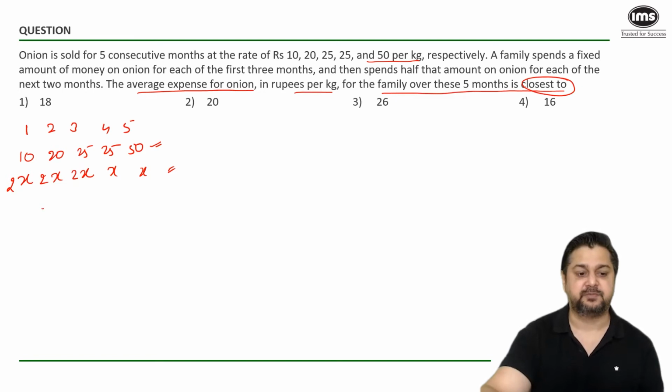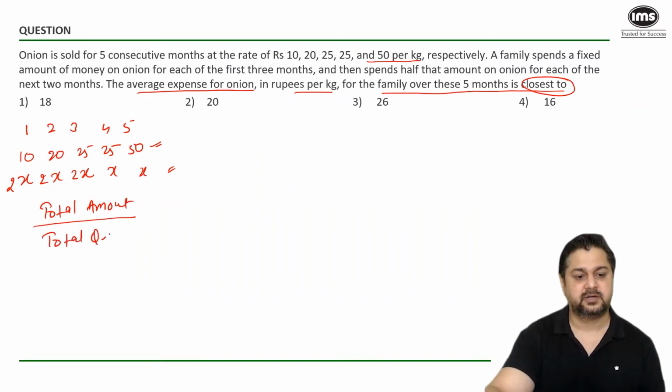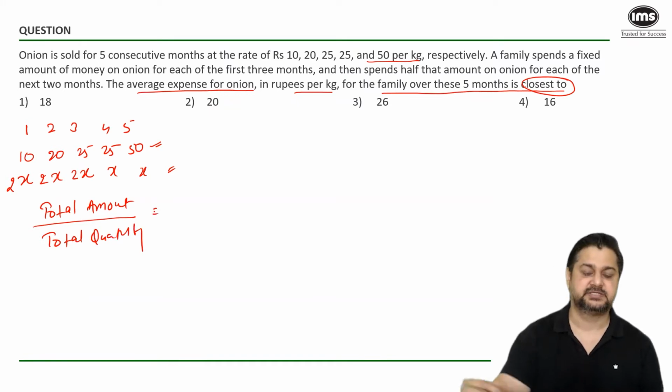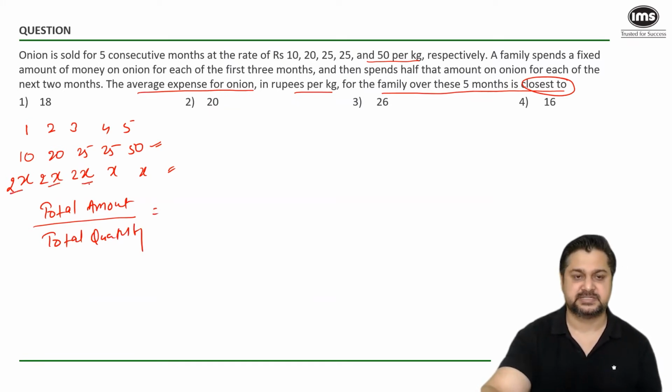So the technical way would be total amount spent divided by total quantity bought, right? Total quantity, that would give us the average. Now what is the total amount spent here? So 2x plus 2x plus 2x is 6x, plus 2x is 8x. So total amount spent is 8x.